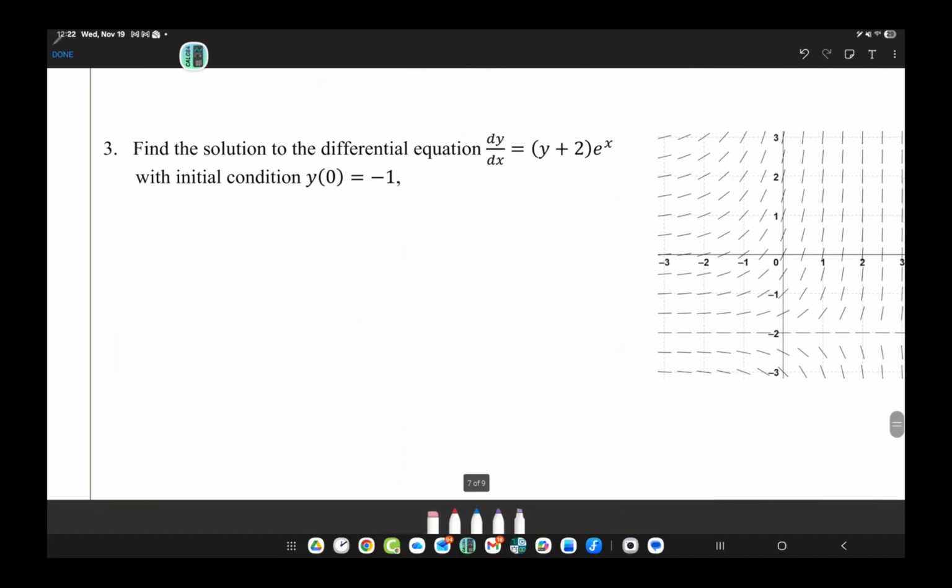All right. So here, divide both sides by y plus 2, so we get 1 over y plus 2 is equal to, well, dy equals e to the x dx. All right. Oh, this one's really fun, by the way.